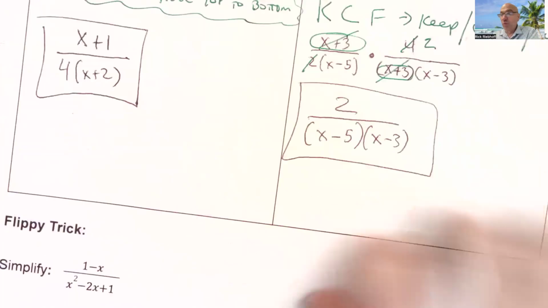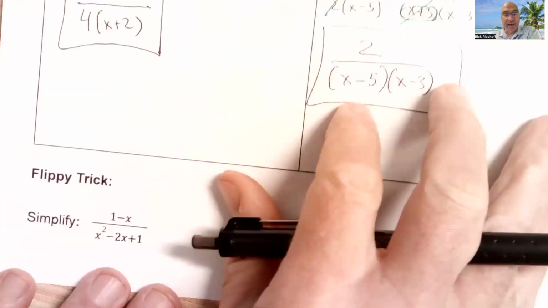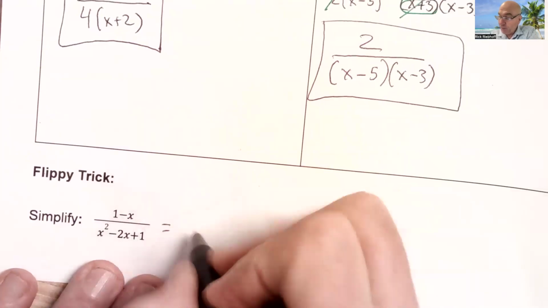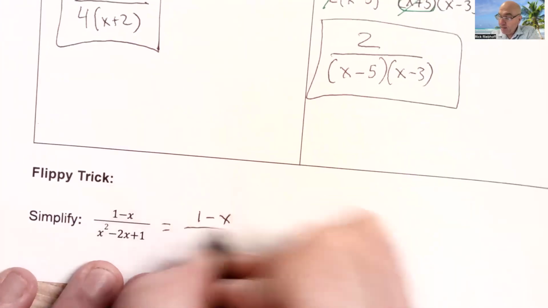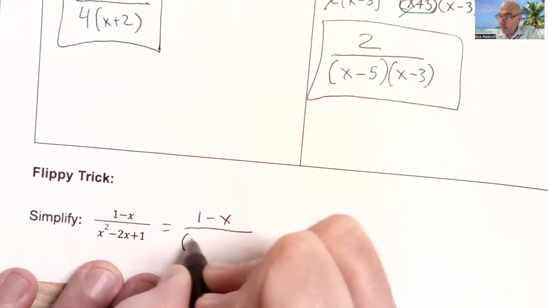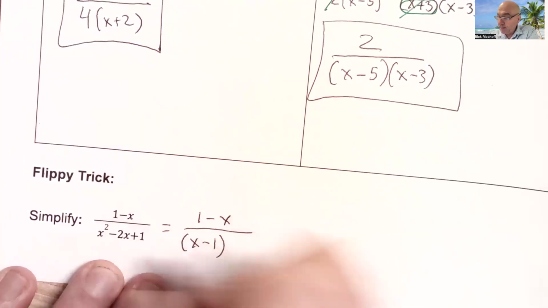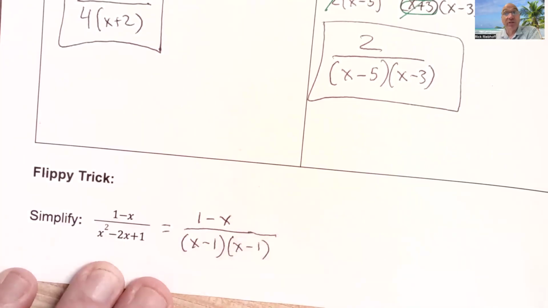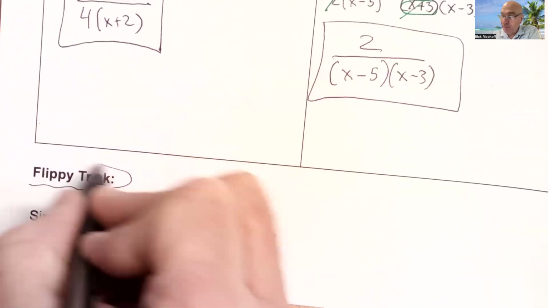All right. So one last trick that you're going to see. This is the flippy trick. I'm going to show you what happens here. We've got 1 minus x. If I factor this bottom, I'm going to get x minus 1 times x minus 1. You can check me on that, but it's true. Can these two cancel? No, but yes. There's a trick. It's called the flippy trick.